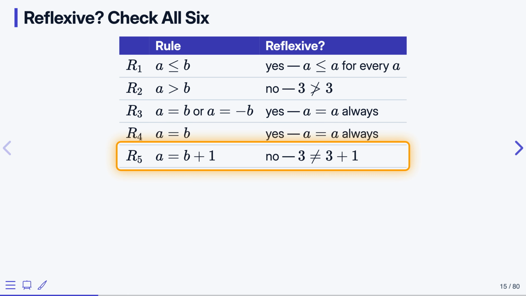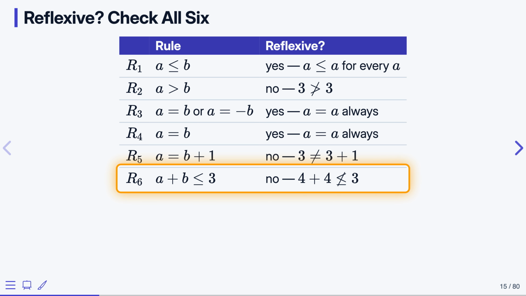R5 becomes a equals a plus 1. Take 3. 3 is not equal to 4, so R5 is not reflexive and 3 is the witness. R6 becomes a plus a is at most 3. Take 4. 4 plus 4 is 8, and 8 is more than 3. So R6 is not reflexive and 4 is the witness.